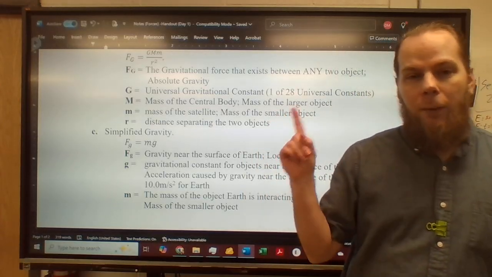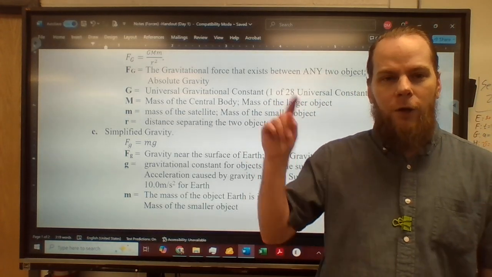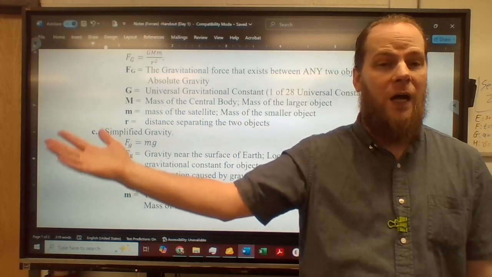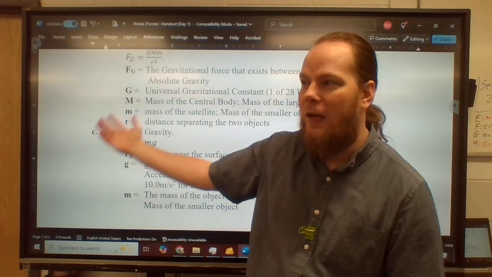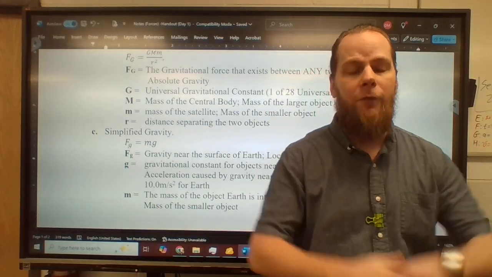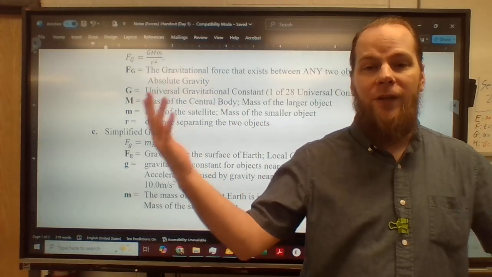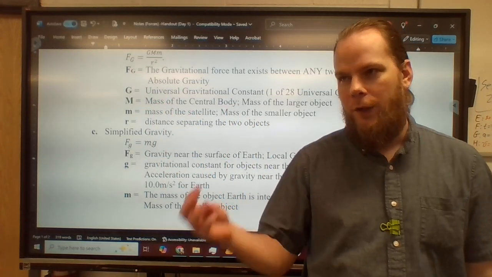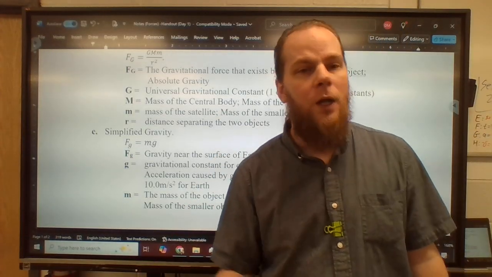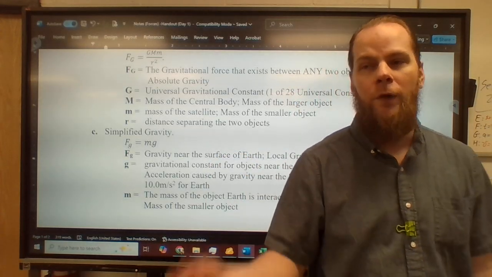Now, I want to go back a little bit and talk some about this. There are 28 what we call cosmological or universal constants. They are exactly the same everywhere in the universe so far as we can tell. Everywhere that we've been able to observe, these 28 values hold true. The gravitational constant is 6.67 times 10 to the negative 11th. It's incredibly small.